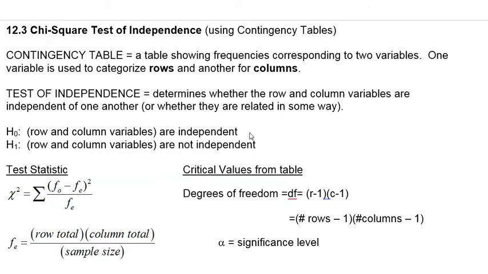On these ones, our null and alternate hypotheses are always the same. The null hypothesis is that they're independent. The alternate hypothesis is that they're not independent. You might notice that's a double negative, so another way we could say that is that they are dependent.